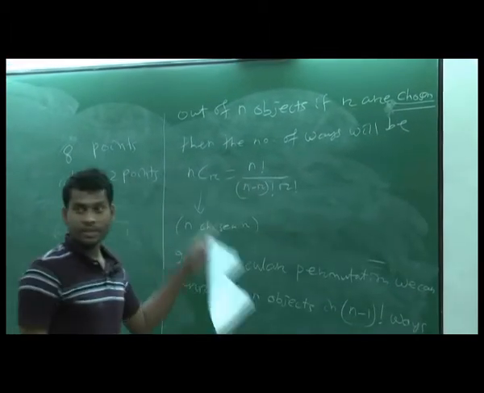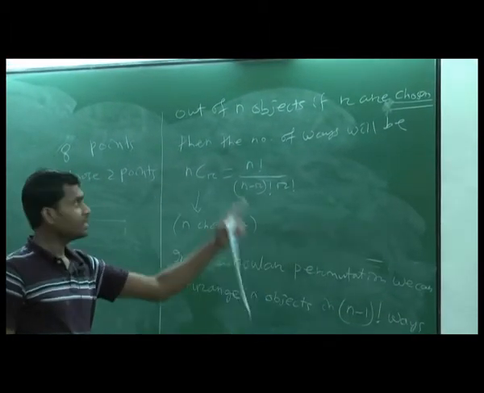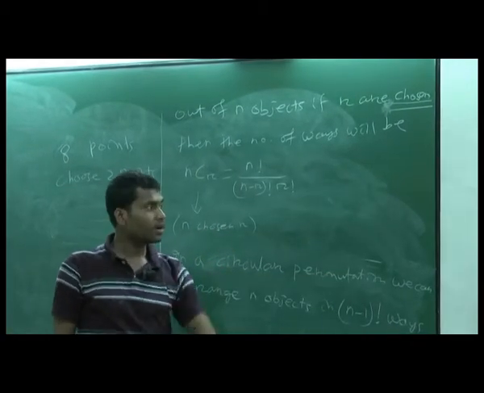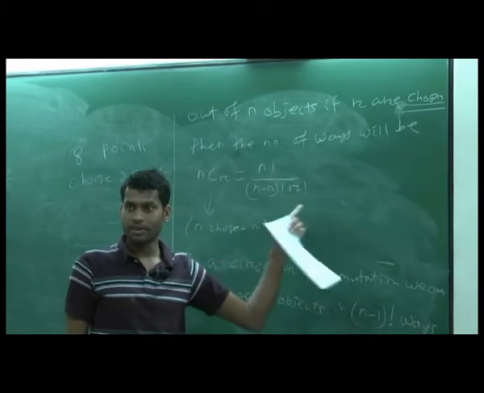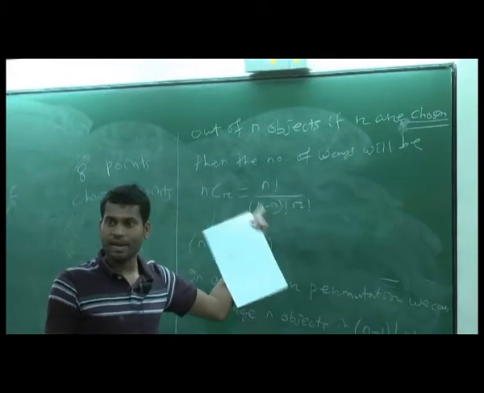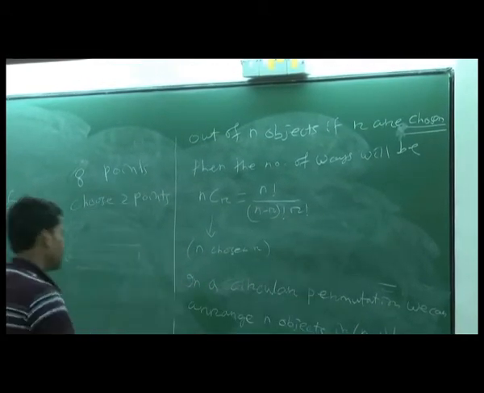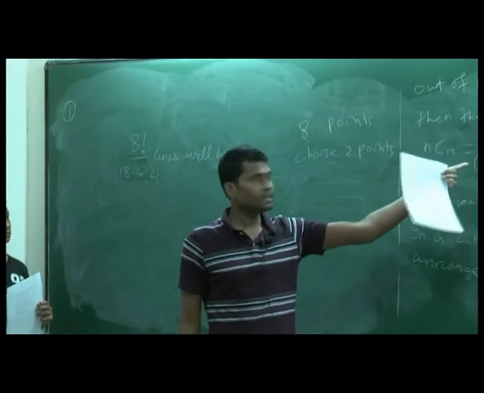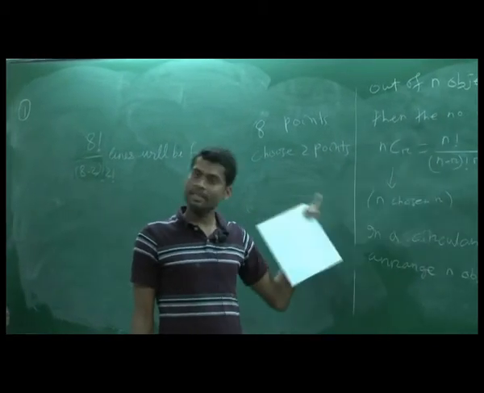The difference between permutation and combination is the word chosen and arranged, or that is ordered one. Here the order does not matter; there the order matters. That means 1, 2 and 2, 1 are different there, but here order does not matter, they are the same.